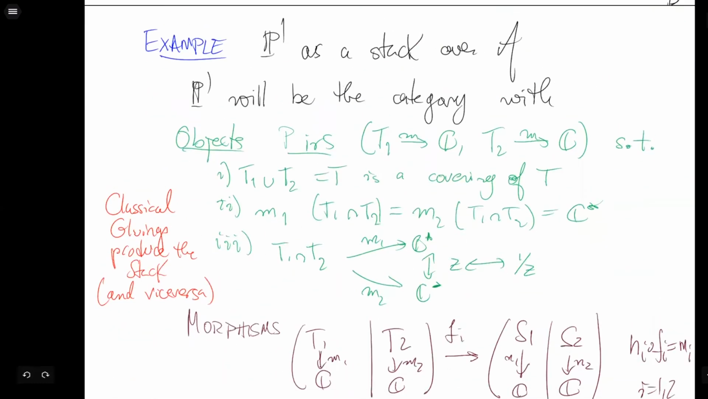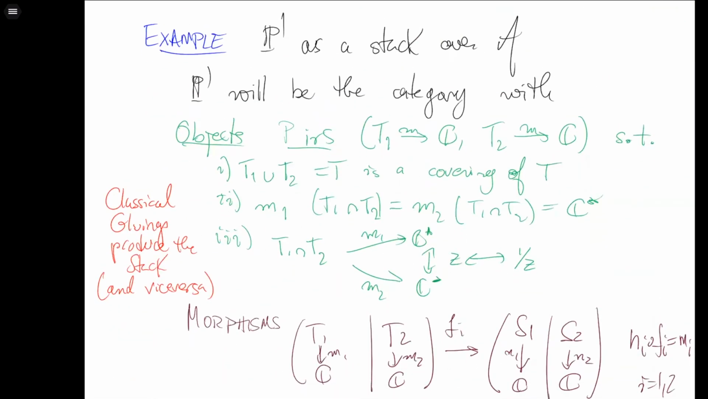So let's see how P1 is a stack over A. P1 becomes the category with objects that are pairs of T1 over C and T2 over C, such that T1 and T2 cover all of T. Well, I should have written here, sorry, again, M1 and M2.